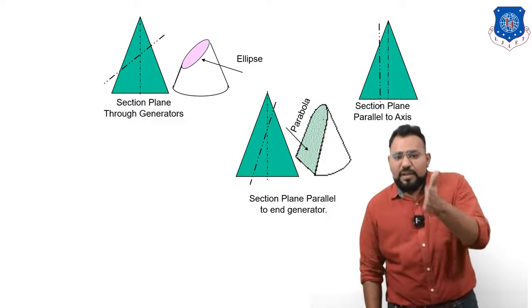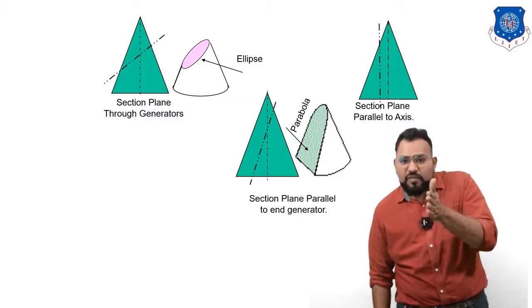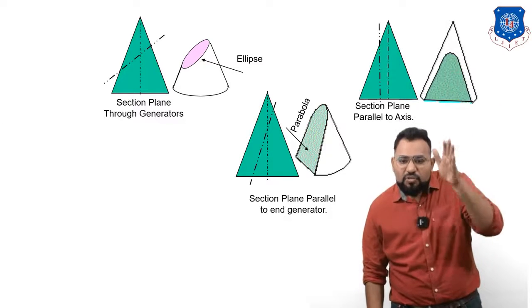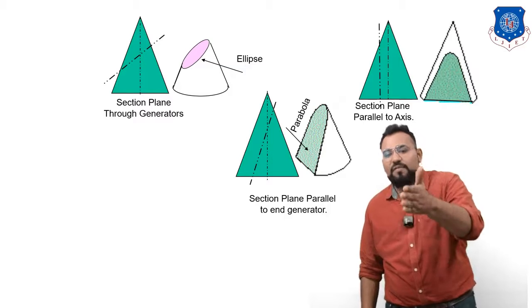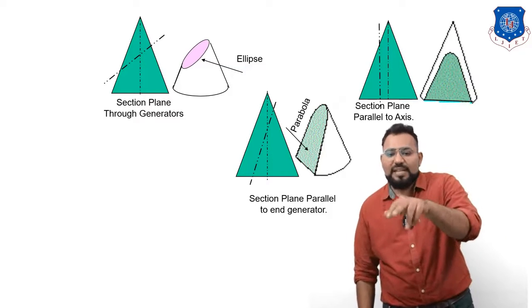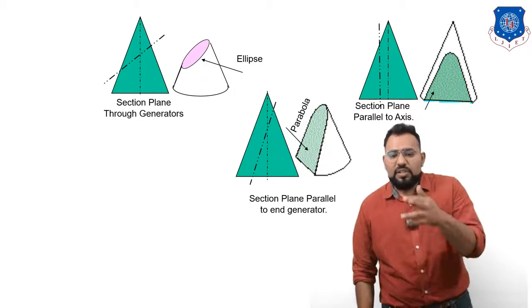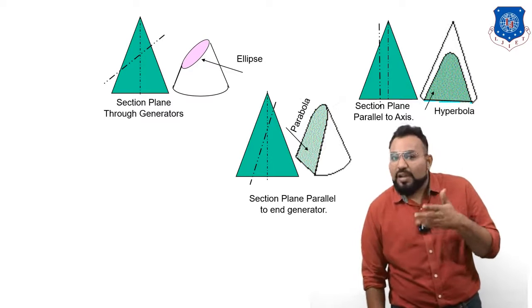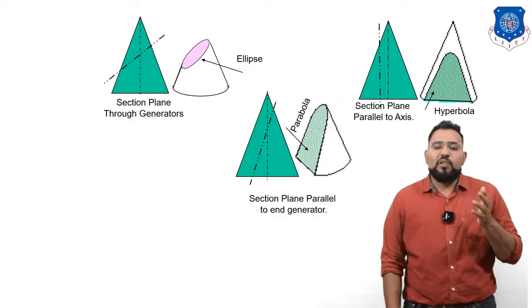The first portion will be removed. You have to throw it away, and the remaining portion of the cone will look like this. The surface of the remaining portion, the shape you are getting, looks like what? Yes, you are right, a hyperbola. This looks like a hyperbola.